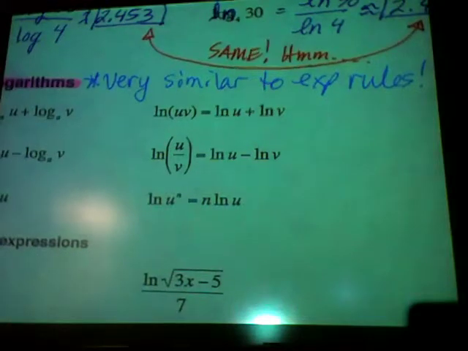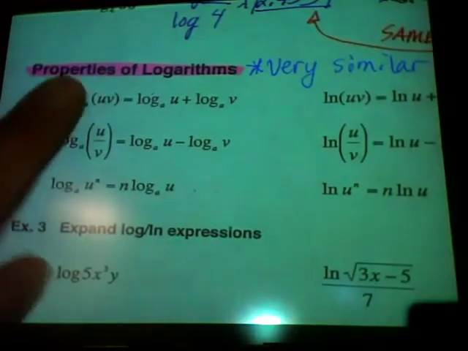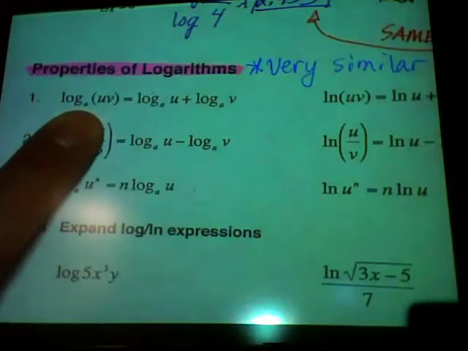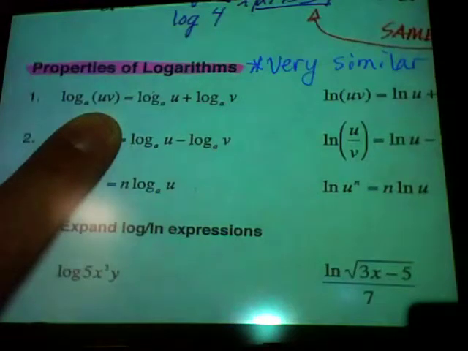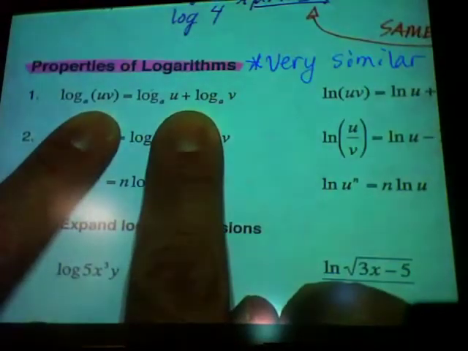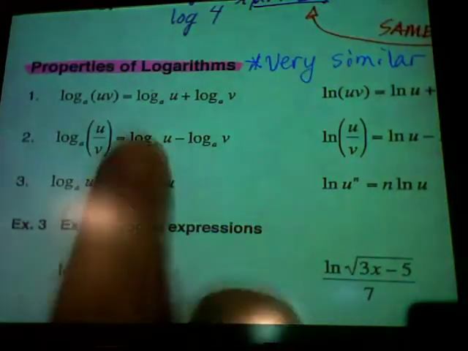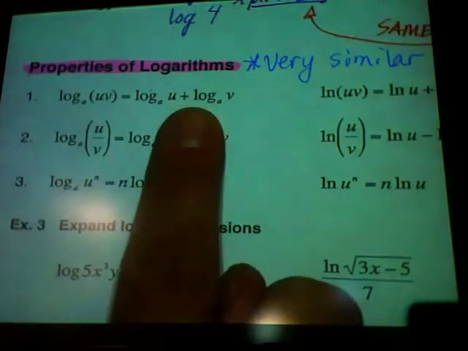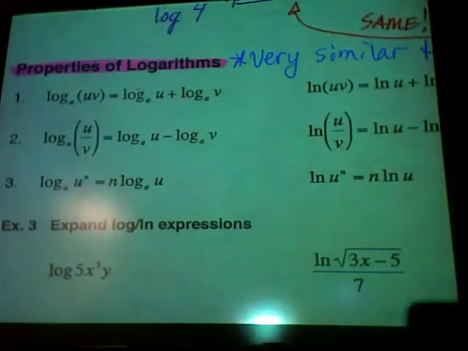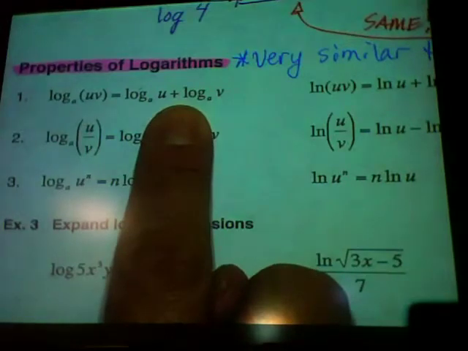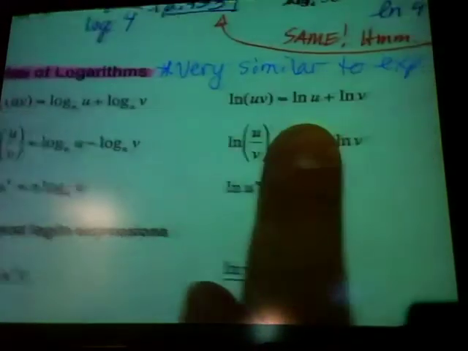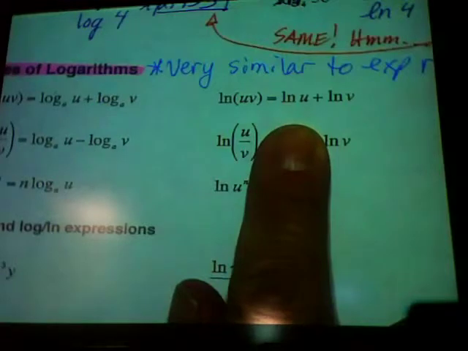All right, if you look at number 1, if you have a log base whatever of u times v, when you multiply like bases, what do you do with the exponents? Here we are adding the two logs together. We split it. That was called expanding. To go from here to here is expanding, and to go from here to here is compressing. You're making it smaller. So if I've got the log of something being multiplied together, split it apart, take the log of each one separately, and add them together. The same thing occurs with natural log, so the rule is not any different.